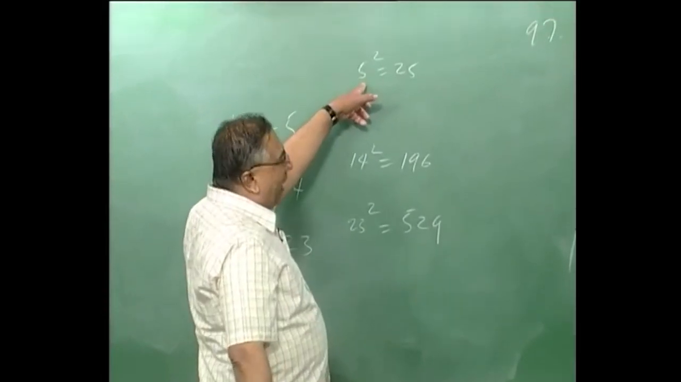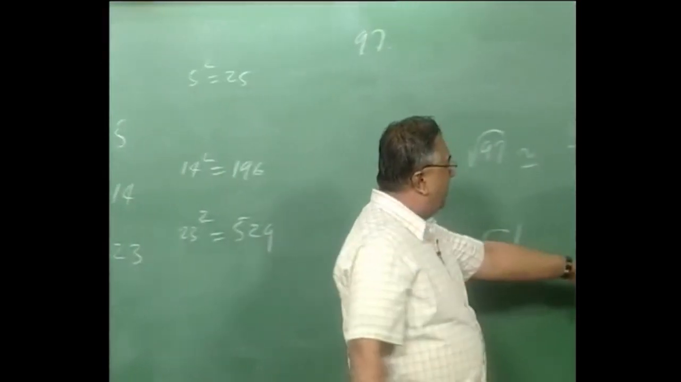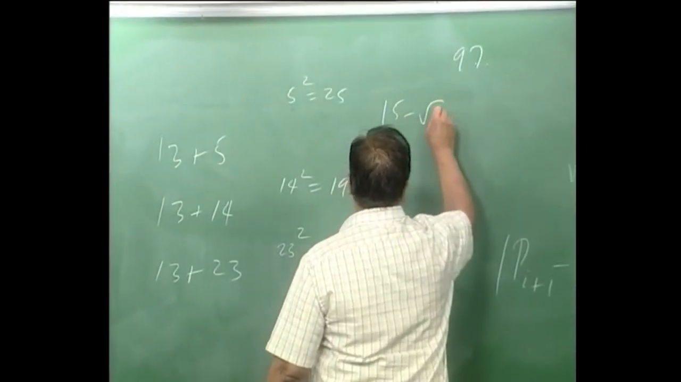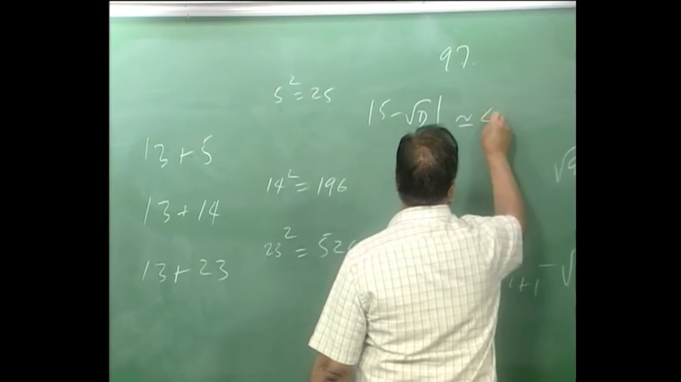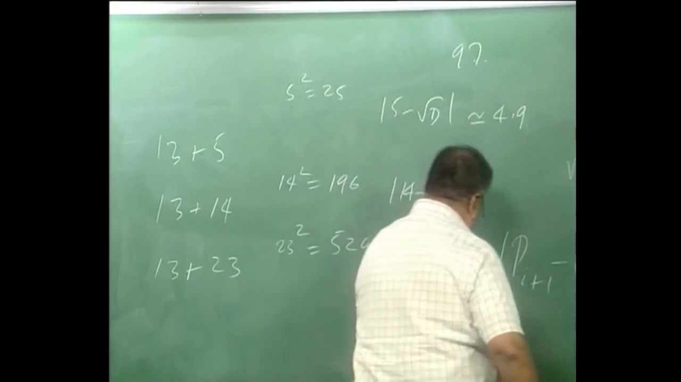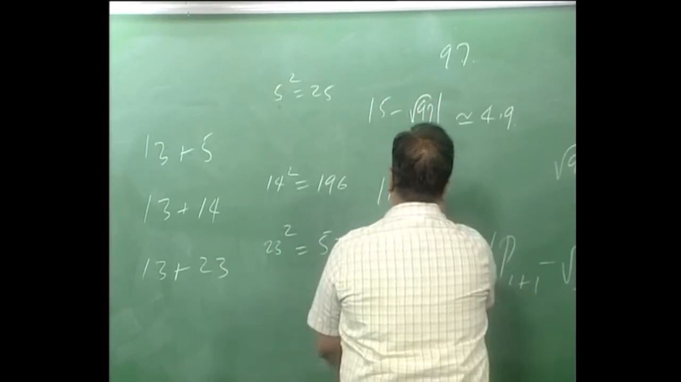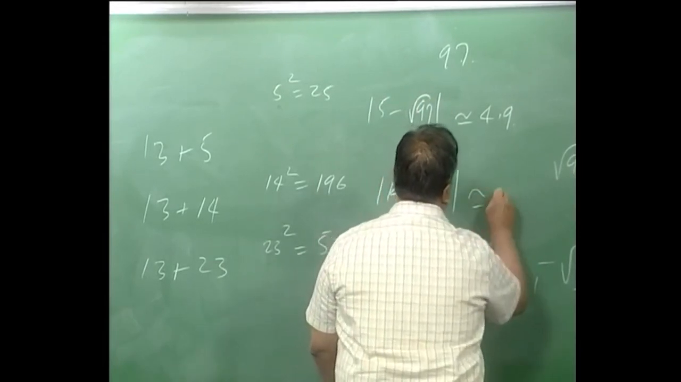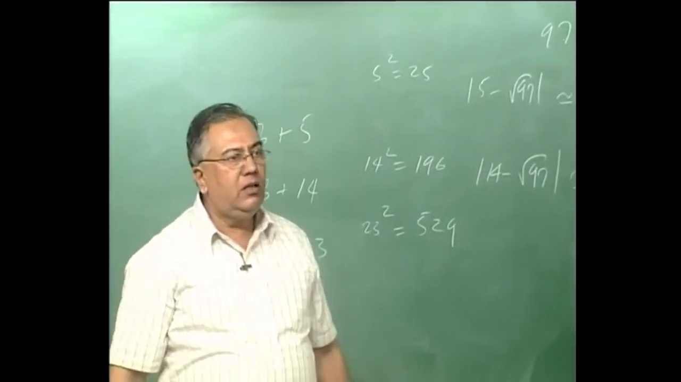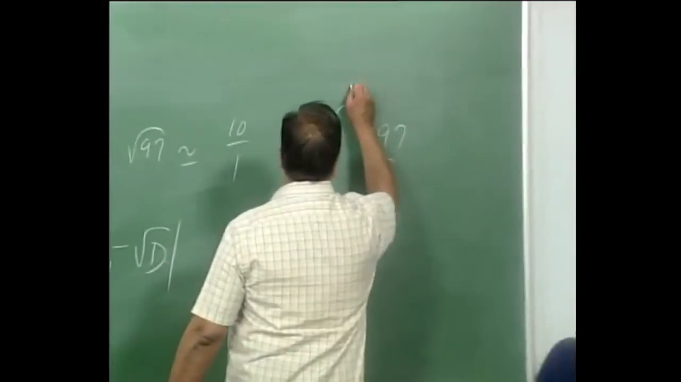In this situation, if you take 5, root 97 is of the order of, we have seen, 9.85. So mod 5 minus root d is of the order of 4.9. Mod 14 minus root d, let us write it exactly. What is this of the order of? 4.1. So at this point we have reached there, we should still be taking 69 upon 7 as the root. No, you can take 69 upon 7. How different, how much is it different?